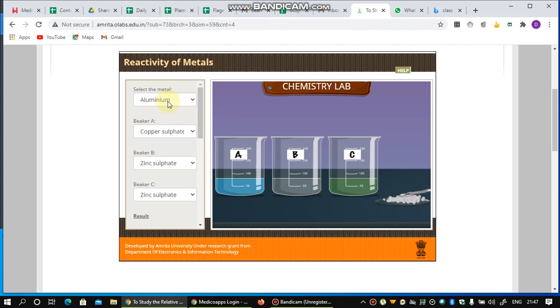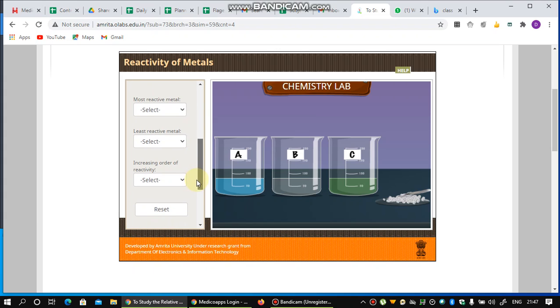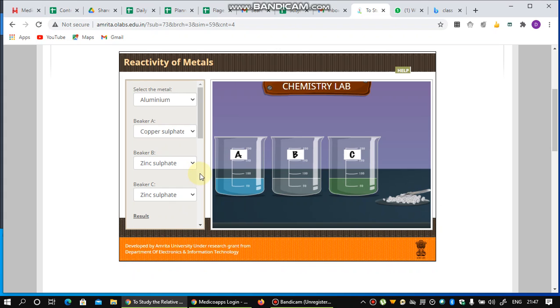At first, we have taken the metal aluminum. In beaker A, we are having the copper sulfate. Beaker B, we are having the zinc sulfate. And beaker C, we have taken a ferrous sulfate. So let's start.